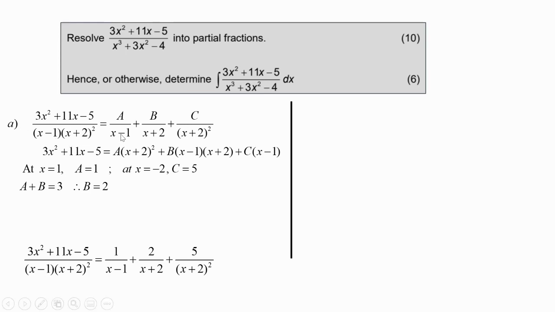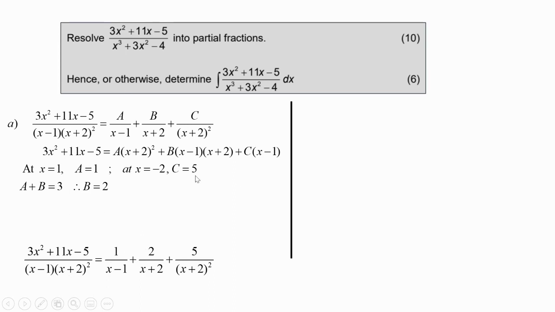I'm going to separate it into A over x minus 1, plus B over x plus 2, plus C over (x plus 2) all squared. Just be careful when you've got a repeated factor here. So you've got your A, your B, your C, and then we cross multiply. At x equals 1, I know my A is 1, my C is 5, and my B comes out to be 2. So this is what you were left with, the broken up partial fractions. This was your 10 marks.